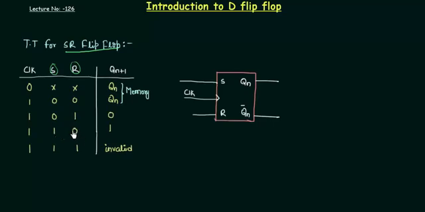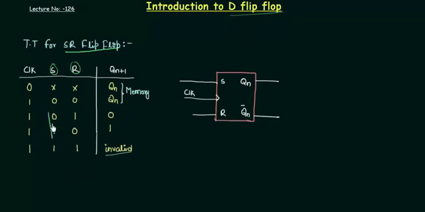So why do we have to give this S and R individually? We can just give one input to this flip-flop and complement the other. That's what we have to do to get the D flip-flop. Now you might be thinking, what about this case? You can see this is an invalid case. We are not going to use it.